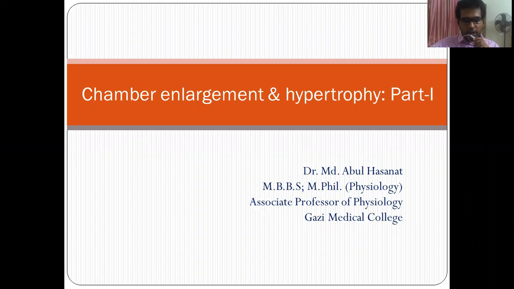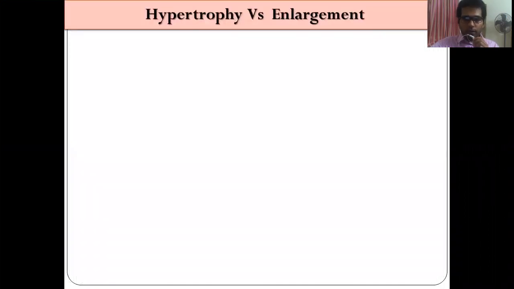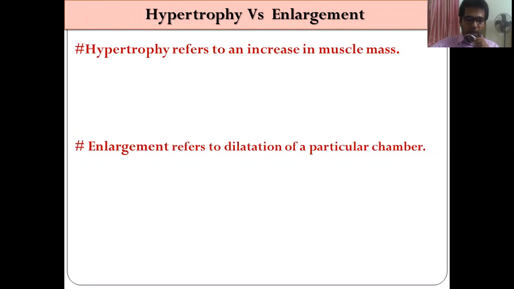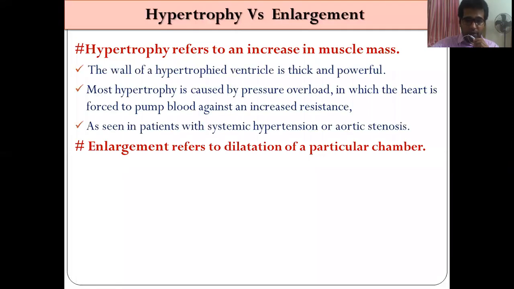Today, my discussion topic will be about chamber enlargement, hypertrophy and their ECG changes, part 1. So first of all, a few words about hypertrophy and enlargement. Hypertrophy refers to an increase in muscle mass, whereas enlargement refers to dilatation of a particular chamber.